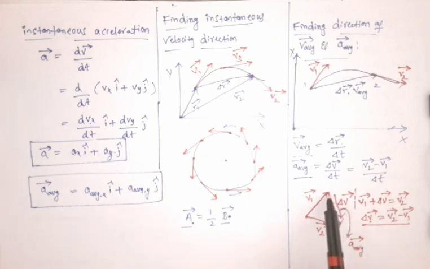It should start at the head of the first vector and it should end at the head of the second vector, delta v bar.